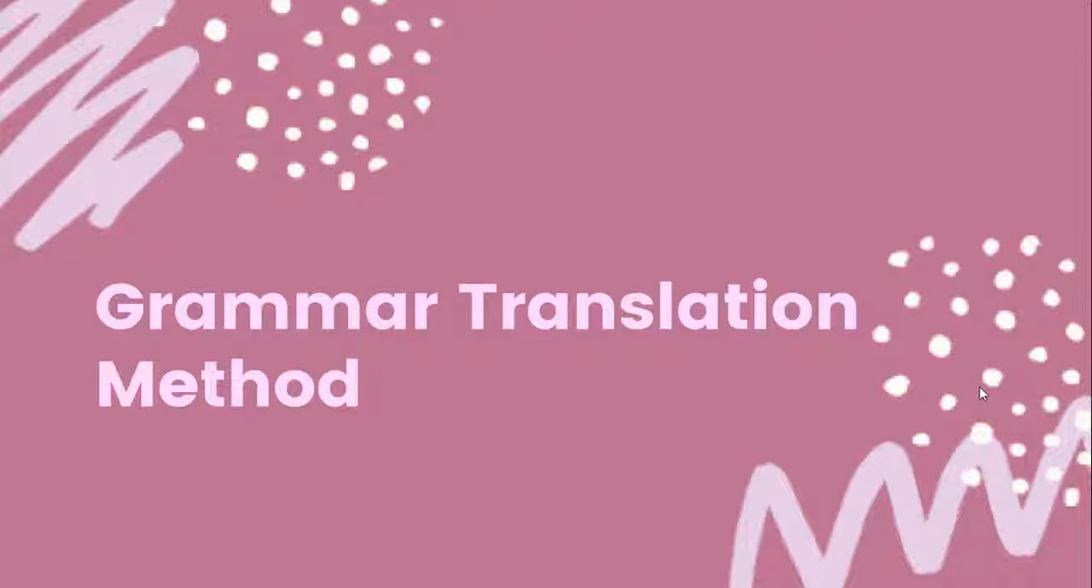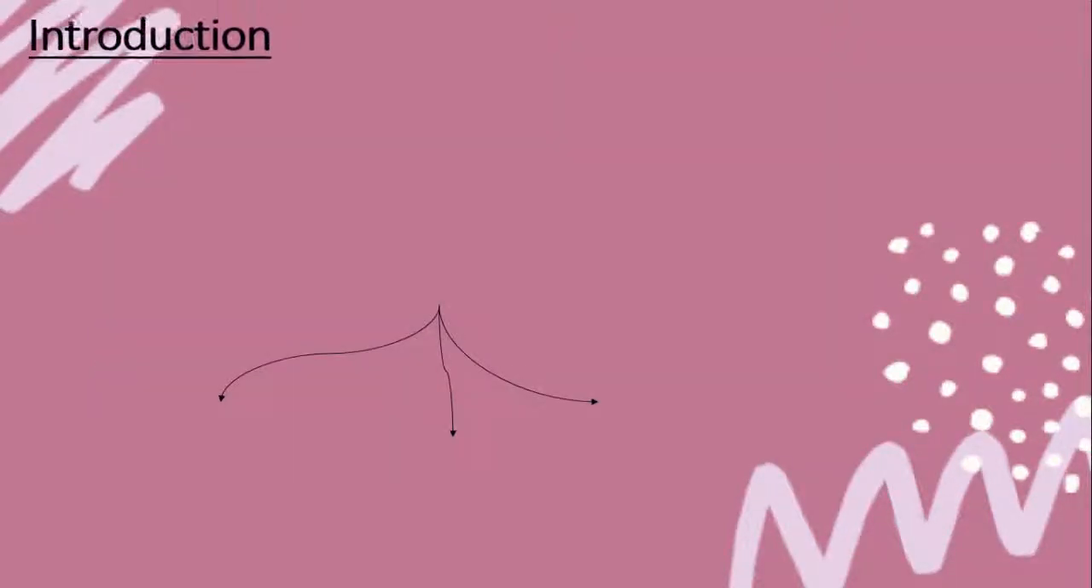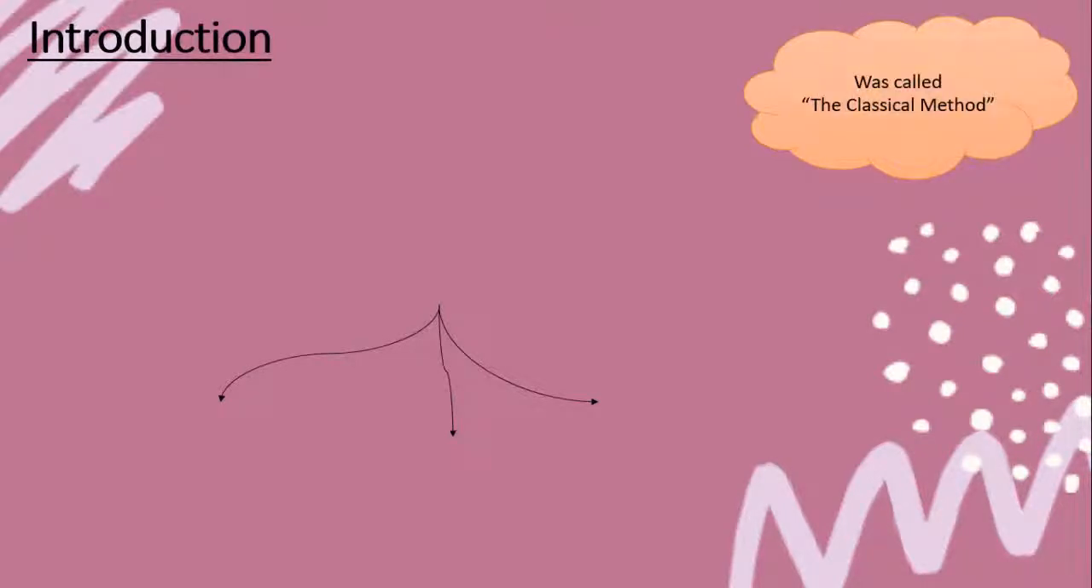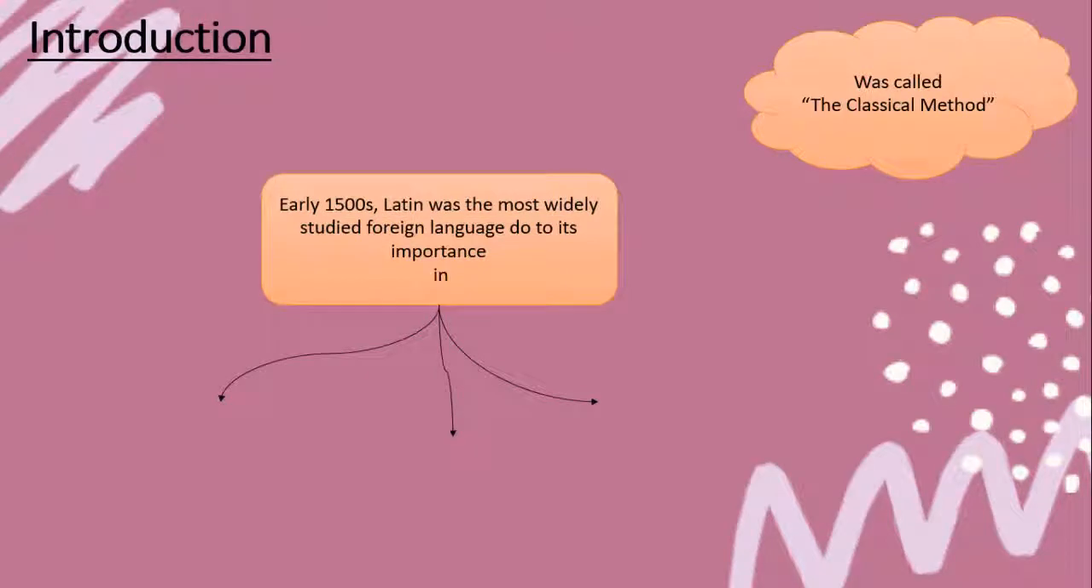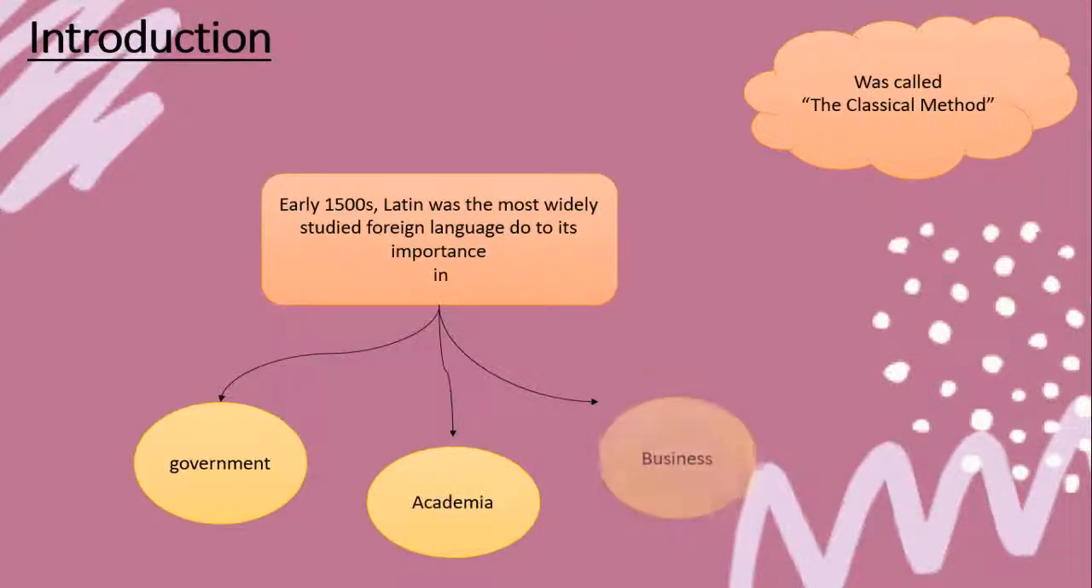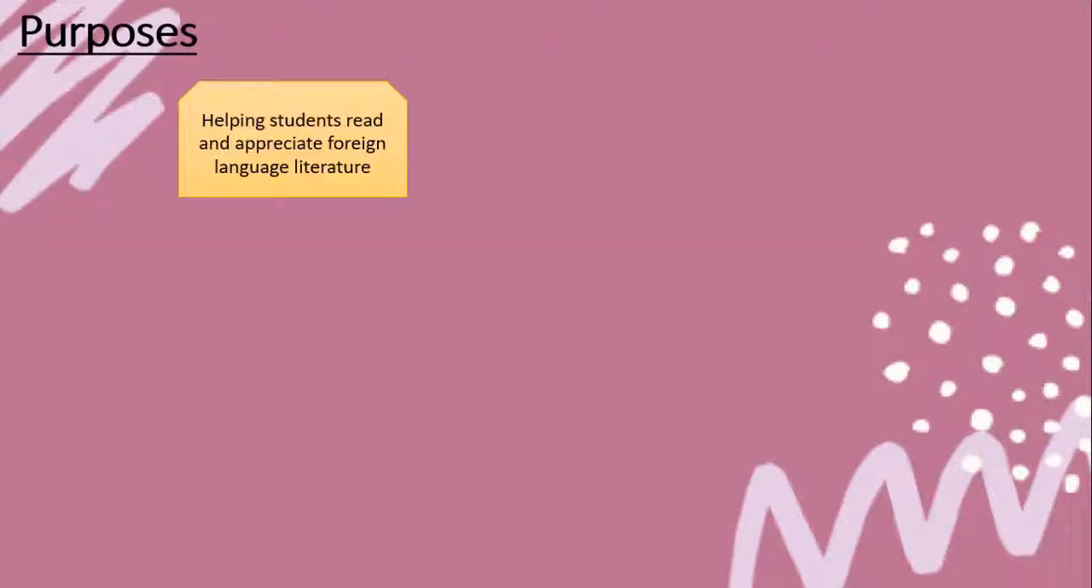Grammar translation method. At one time, the grammar translation method was called the classical method. In the early 15th century, Latin was the most widely studied foreign language due to its importance in government, academia, and business. The purposes of the grammar translation method are helping students read and appreciate foreign language literature.